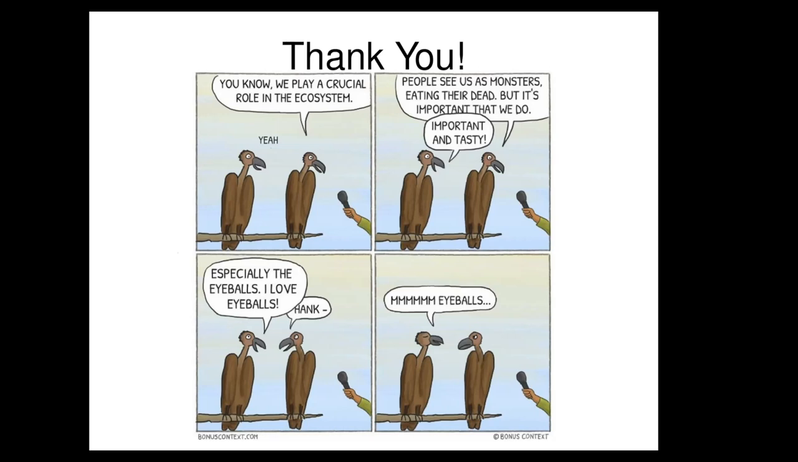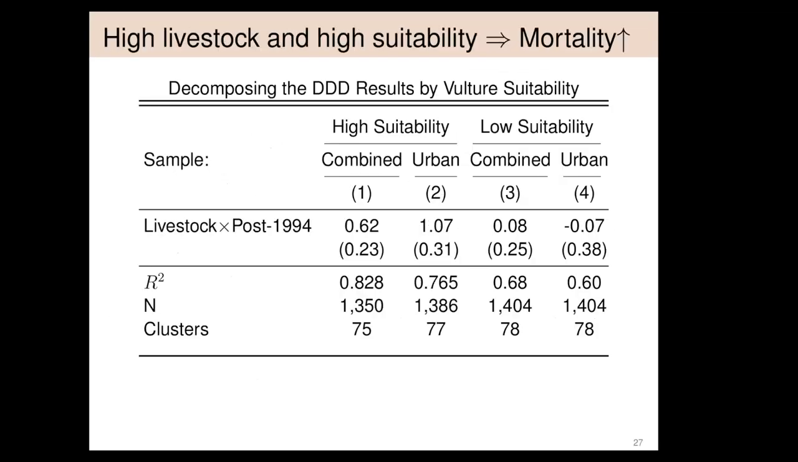Maybe this gets to that. Here are places that don't have zero livestock, but they have a much smaller amount. The livestock dummy here is for the places that have a lot of livestock relative to not a lot of livestock. But these are the places that really didn't see a change in their vulture populations.